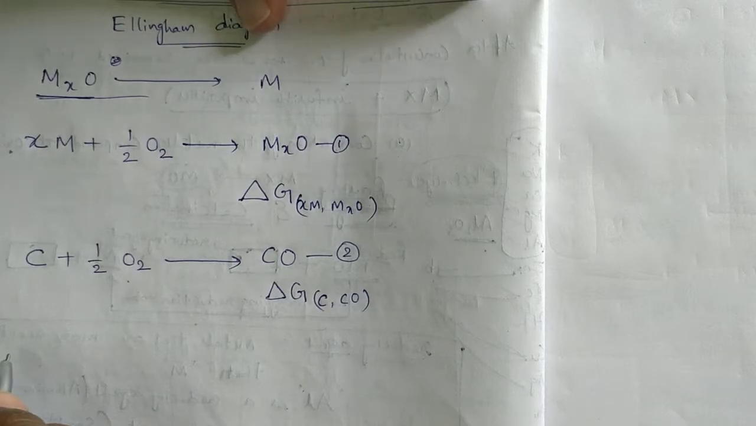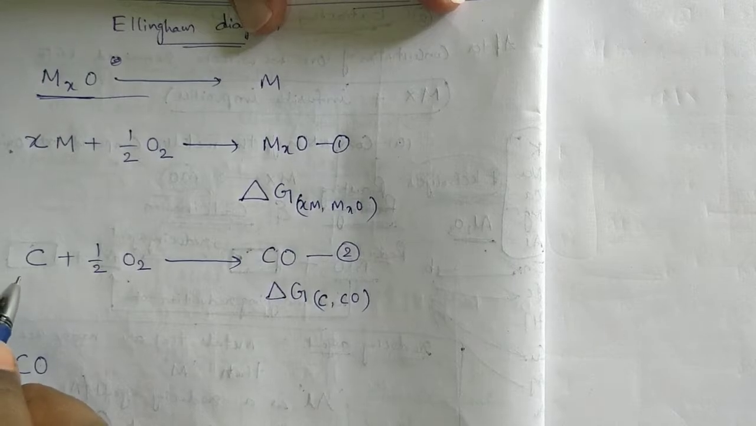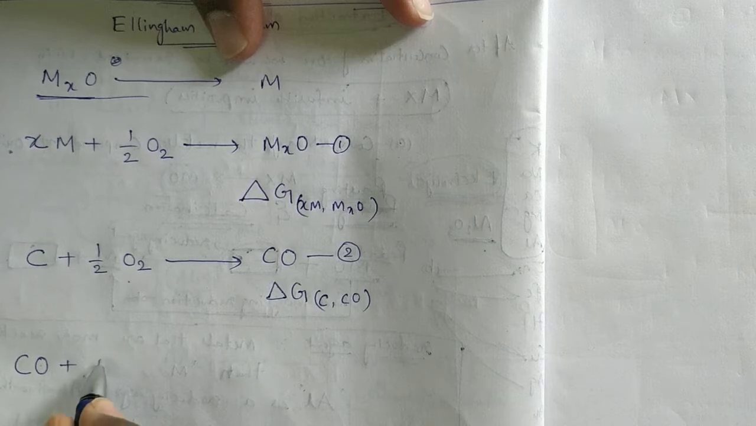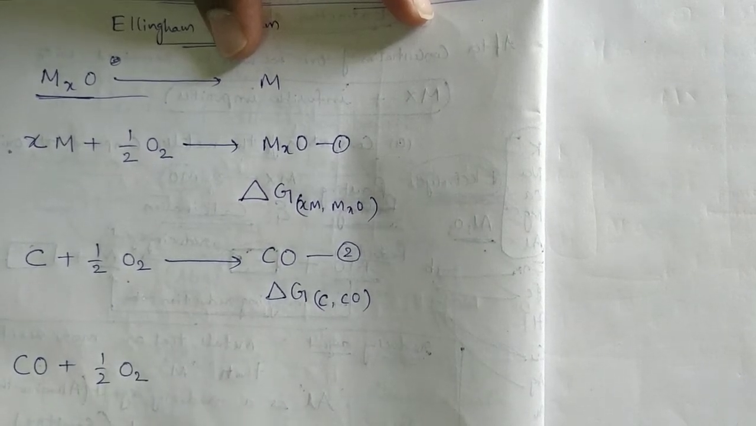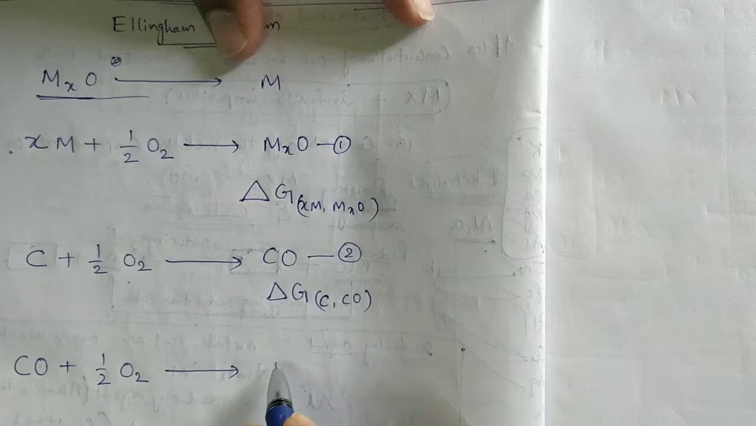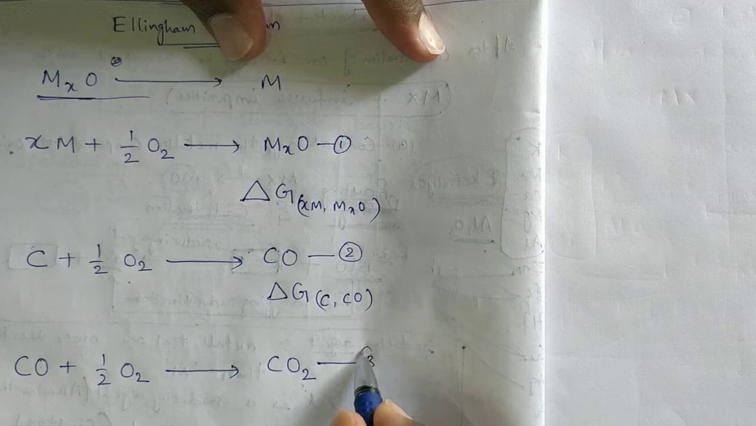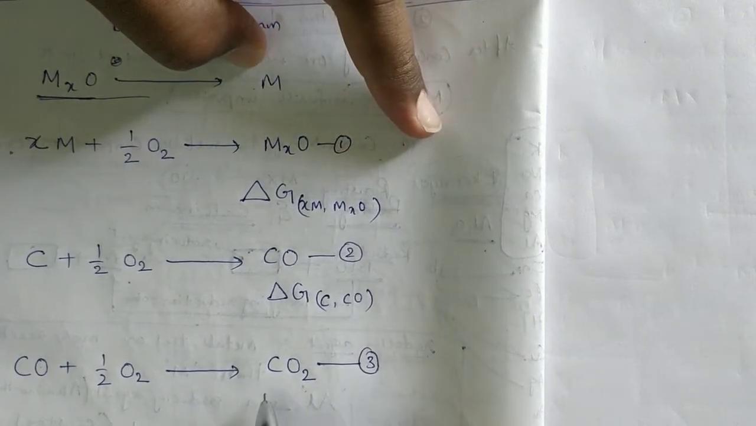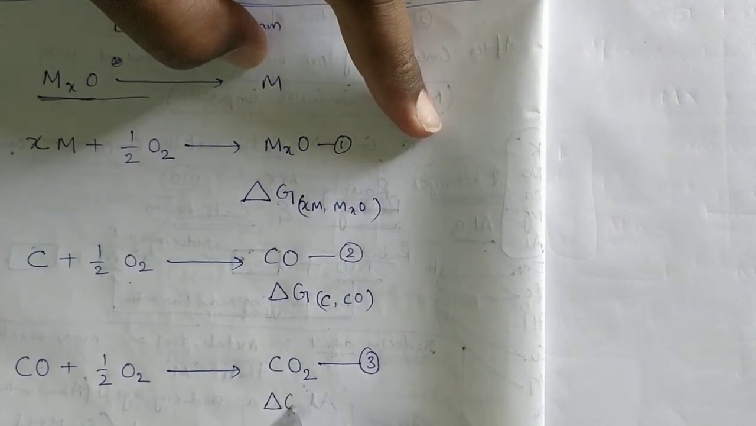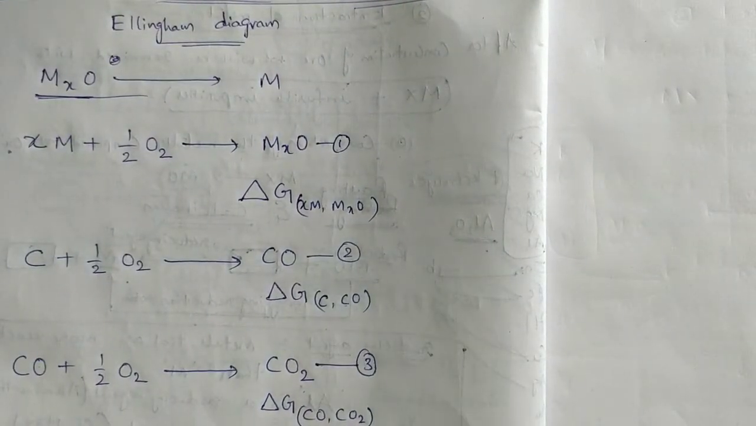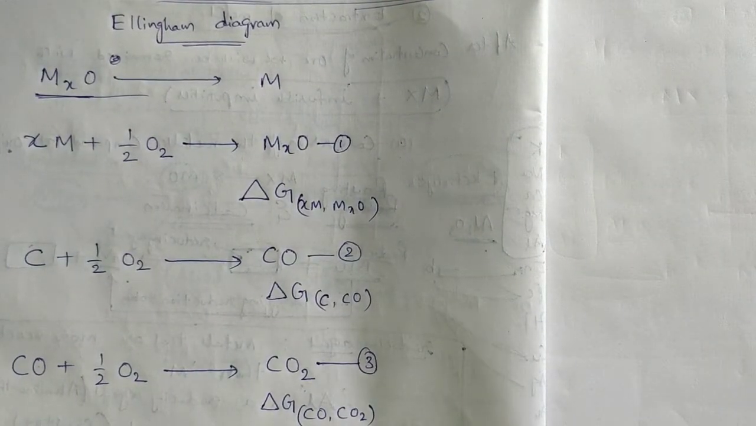One more reducing agent I am going to select, that is CO, carbon monoxide. Here the reducing agent is carbon, here the reducing agent is carbon monoxide. CO plus half O2 gives rise to CO2. This is the third equation. For this, what is the delta G? Delta G of CO comma CO2.